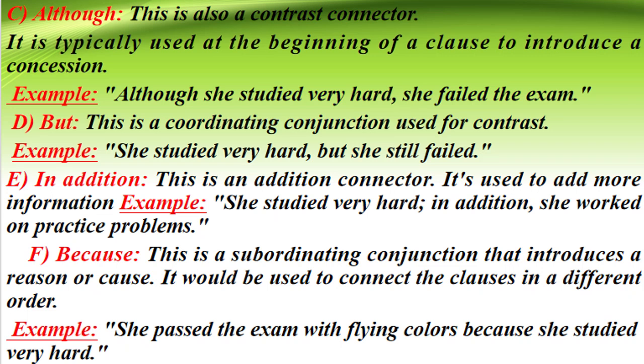E. In addition. This is an addition connector. It's used to add more information. Example: she studied very hard. In addition, she worked on practice problems. F. Because. This is a subordinating conjunction that introduces a reason or cause. It would be used to connect the clauses in a different order.